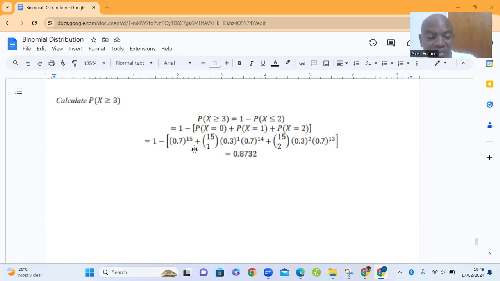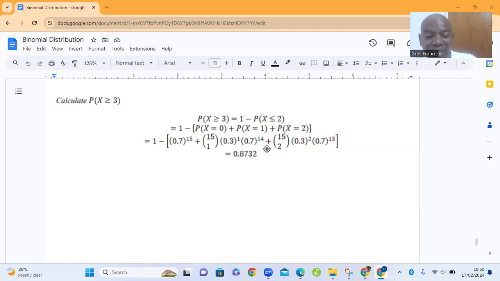So we apply the formula for 2, 1, and 0. For 0, you have 0.7 raised to the 15, because 15 combination 0 is 1 and 0.3 raised to the 0 is 1. So we are left with 0.7 raised to the 15. That's for P of X equals 0. P of X equals 1 is 15 combination 1, 0.3 raised to the 1, 0.7 raised to the 15 minus 1, which is 14. Plus 15 combination 2, 0.3 raised to the 2, 0.7 raised to the 13.